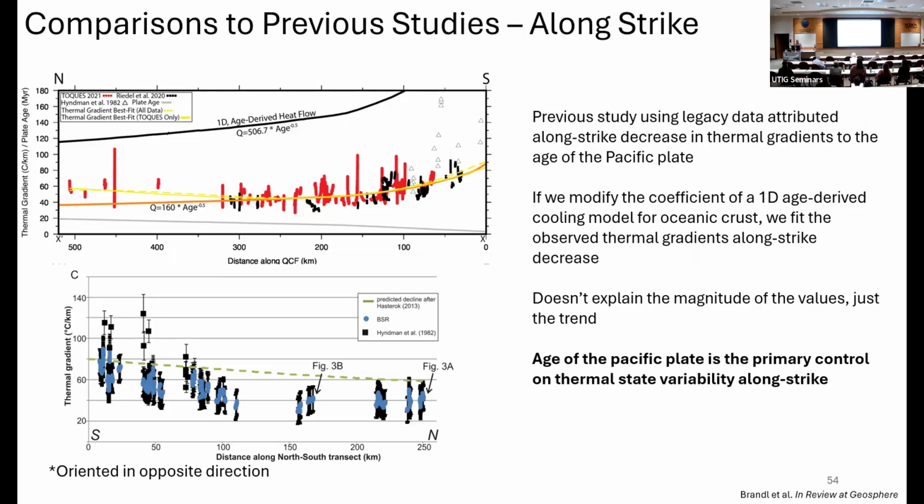model for the heat flow of an oceanic plate as it ages, which is this black line here, it grossly overestimates the thermal gradients. But if we modify this curve a little bit and just change the coefficient, so we're still related to the inverse square root of plate age, we're able to really well fit the observed decrease in thermal gradients moving south to north, which suggests that the age of the Pacific plate is the primary control on the variability of the thermal state along strike. Now, this doesn't explain the magnitudes we see, just that we find a mechanism to explain this trend.